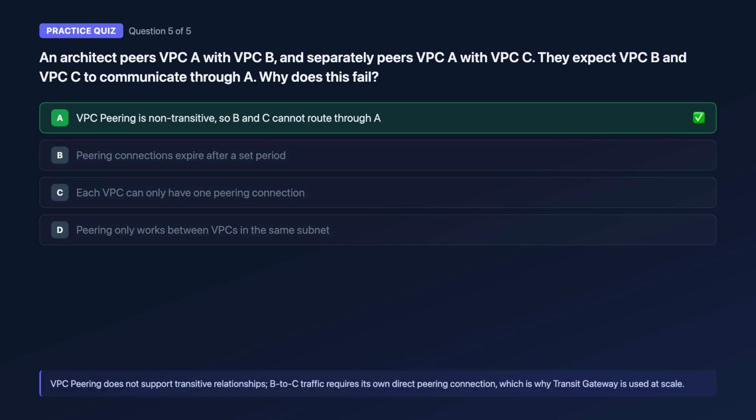The answer is A. VPC peering is non-transitive, which means B and C can't talk to each other just because both are peered with A. You'd need a direct peering connection between B and C, or, once you're connecting many VPCs, a transit gateway to provide that any-to-any routing through a central hub.